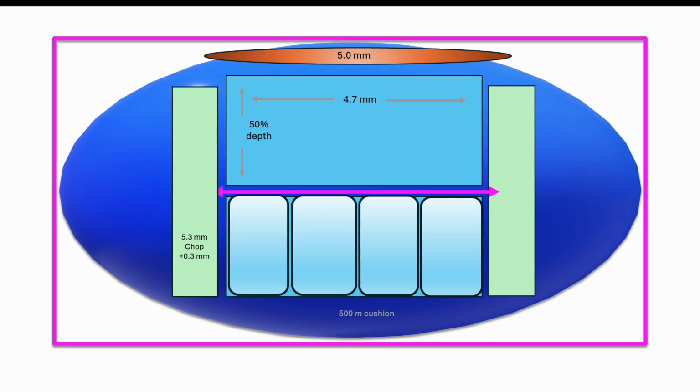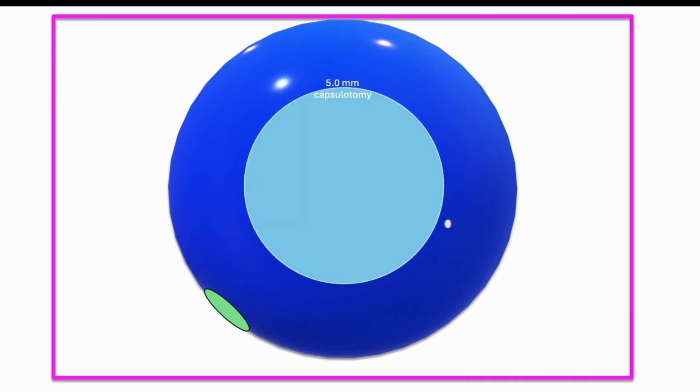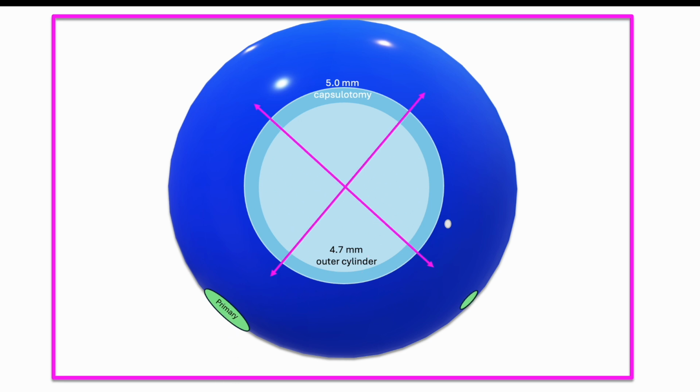And then my chop pattern goes to 5.3. That's why once I bowl it out or remove that plug, I can still crack it because the chop goes beyond. Here's a bird's eye view of the same laser cuts, a 5mm capsulotomy. The plug is 4.7 millimeters. That's 48 pieces the laser's cutting that area into. And then chop goes to 5.3.